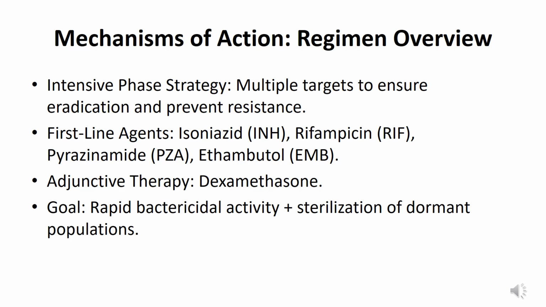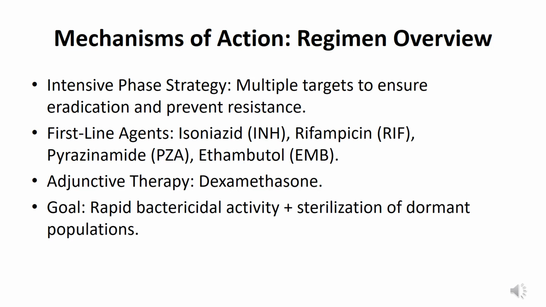However, treating CNS tuberculosis involves more than simply killing bacteria. A major component of the disease process is inflammation. As we discussed earlier, much of the neurological damage results from the host immune response rather than direct bacterial invasion alone. This is where adjunctive therapy becomes important.